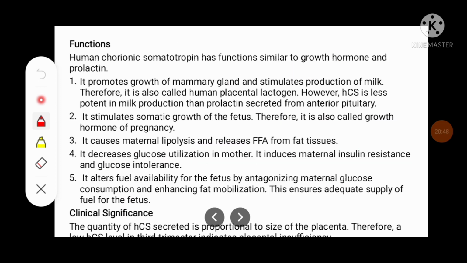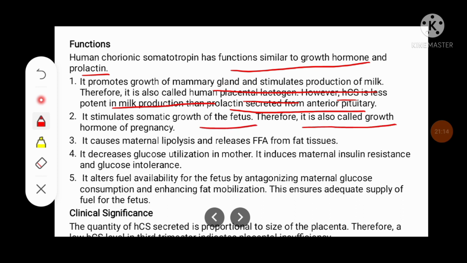Human chorionic somatotrophin has a function similar to growth hormone and prolactin. It promotes growth of the mammary gland and stimulates the production of milk. Therefore, it is called human placental lactogen. However, it is less potent in milk production than prolactin secreted from the anterior pituitary. It stimulates the somatic growth of the fetus. Therefore, it is also called the growth hormone of pregnancy.